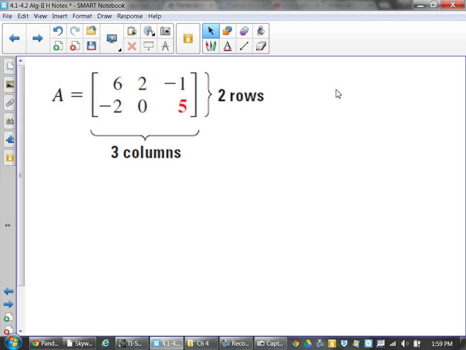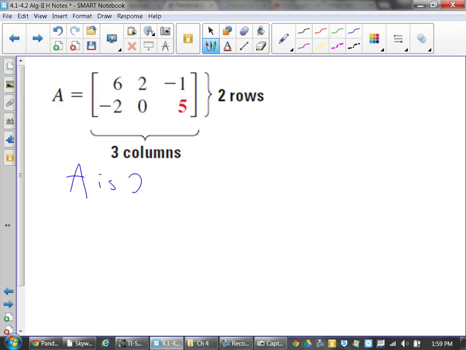Matrices are labeled by the rows and columns. You say that there are 2 rows and 3 columns. The rows go left and right, the columns are vertical. This capital letter A means matrix A, and it is 2 by 3. It's got 2 rows, 3 columns. So it's a 2 by 3 matrix is what they would call it. It's always rows and then columns.